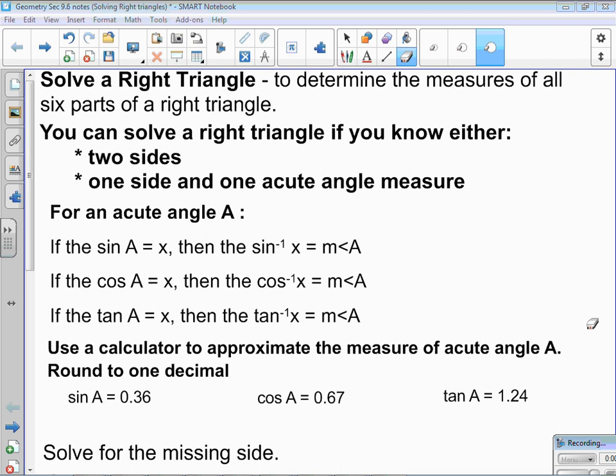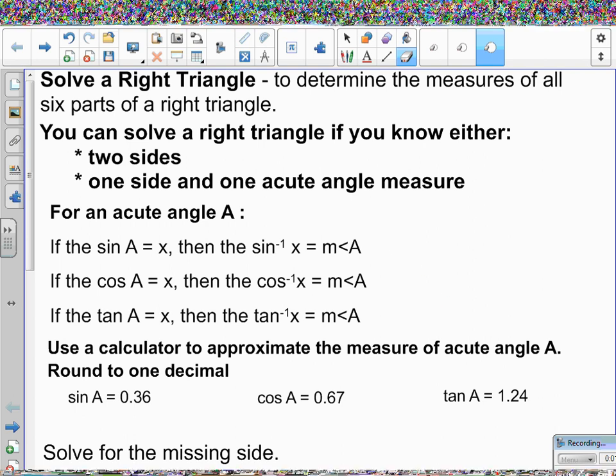Now, for an acute angle A, if the sine of A equals x, then the inverse sine, or sine to the -1 of x, is equal to the measure of angle A. If the cosine of A equals x, then the inverse cosine of x equals the measure of angle A, and if the tangent of A equals x, then the inverse tangent of x equals the measure of angle A.